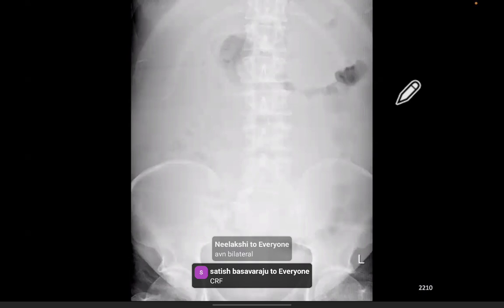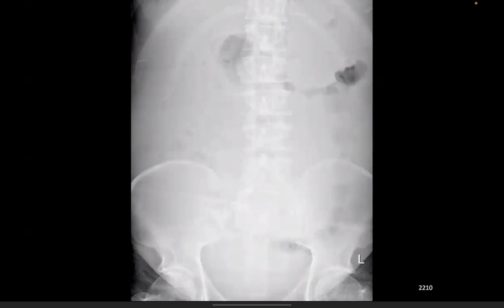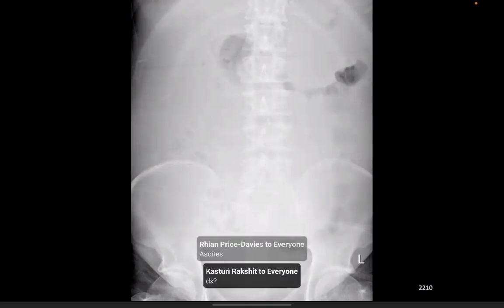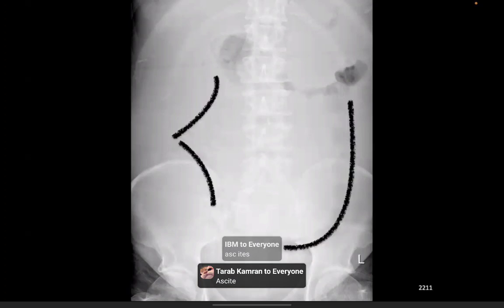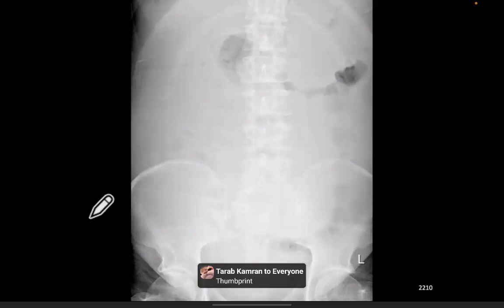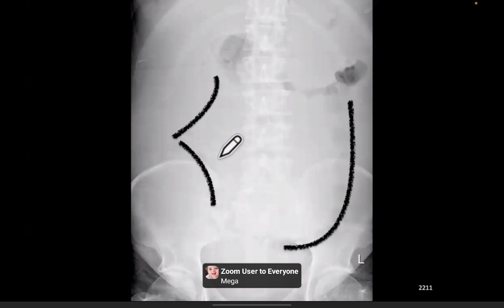Okay, what is the cause of this patient's abdominal distension? Ascites, well done. There's the ascending and descending colons. There it is, ascending, descending colon. And all of this out here is ascites.